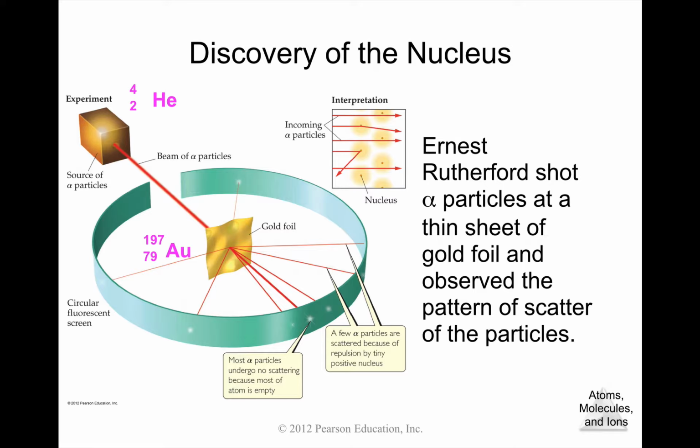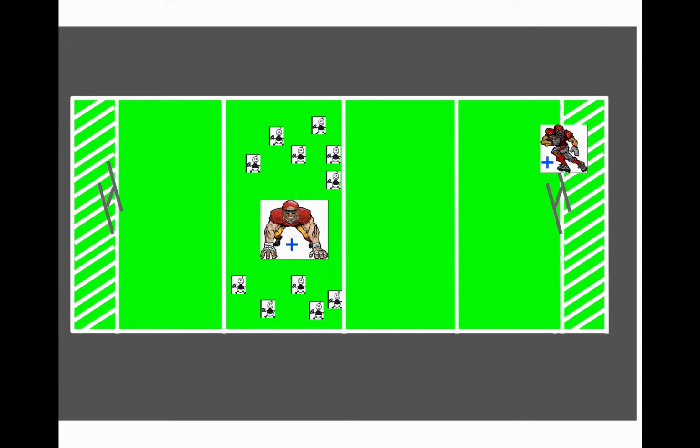Now, gold is way more massive than helium. It has a mass of 197 AMUs as opposed to 4 AMUs. So here's your alpha particle. Here are the electrons, little electrons, way lighter than the huge football player. And then this is the nucleus, with all the mass in the center. So when you shot the alpha particles through the gold, most of them went through the area where the protons aren't, which is most of the atom.